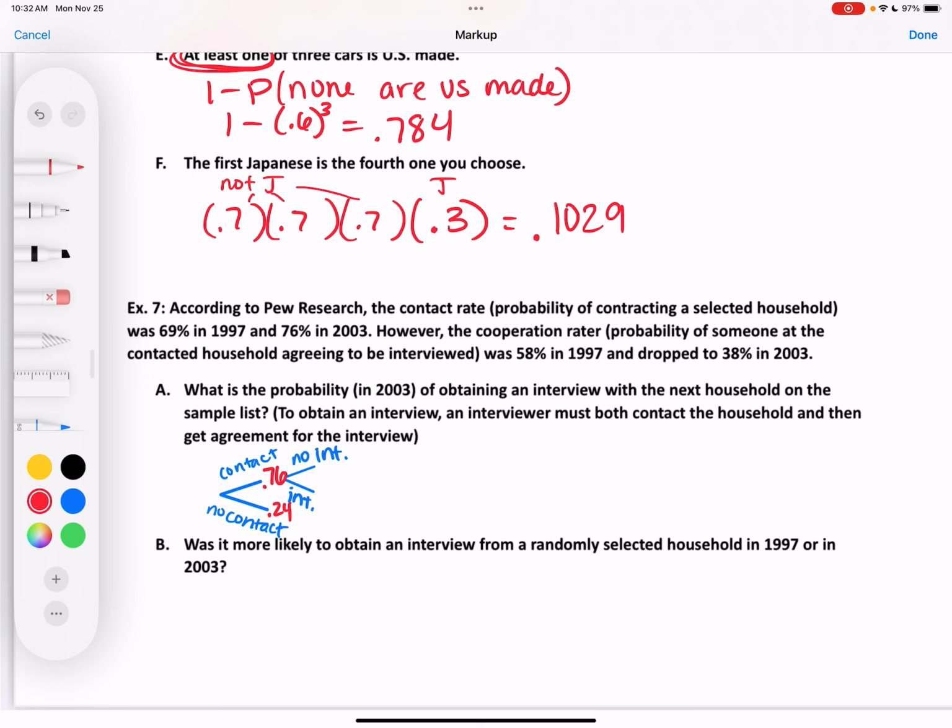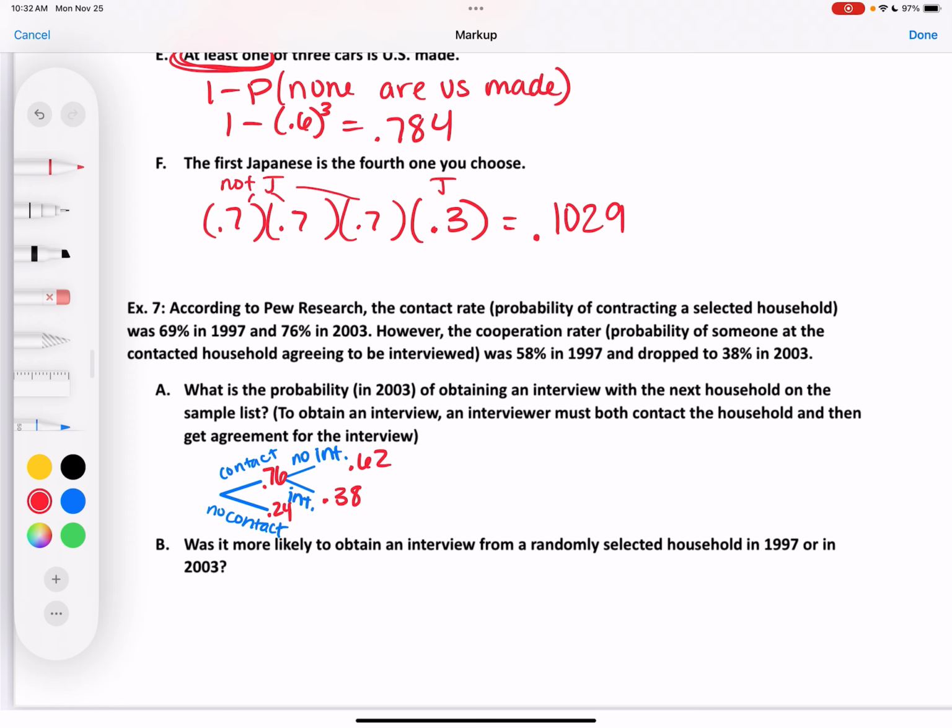And then interview or no interview. In 2003, there was a 38% that agreed to an interview, so 0.38 goes here. And then no interview would be what's left, so what is that, 62? 0.62.